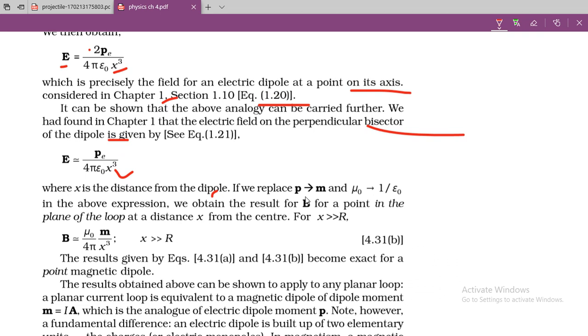Now if we replace p by m, and 1 by epsilon naught by mu naught, in the above expression we obtain the result B for a point in the plane of the loop at a distance x from the center. For x very much greater than r, which means a very large distance as compared to the radius of the loop, B is equal to mu naught upon 4 pi, m by x cube.